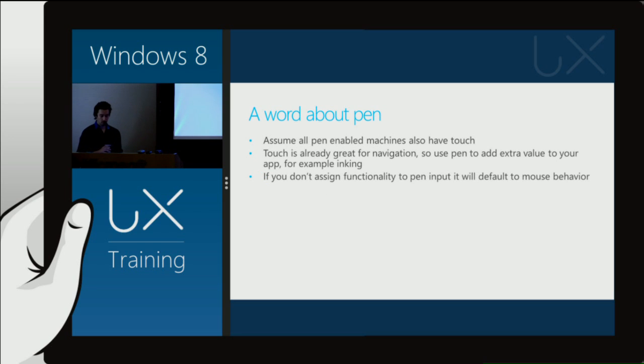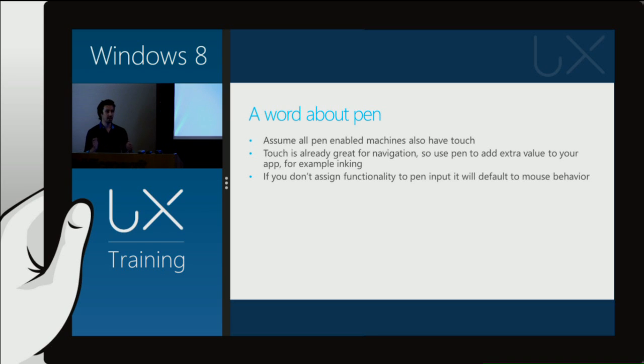So a quick word about Pen. Pen is really cool, and we think it's a great additional tool to what I talked about. When I said mouse, touch, and keyboard should all have all functionality available, Pen is a little different. When you have a pen, you can assume that it's a touch machine, and touch is already great for navigation and doing everything. So think about cool ways you can use Pen to add additional value.